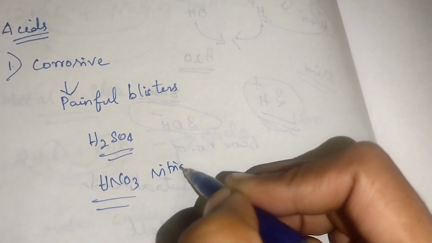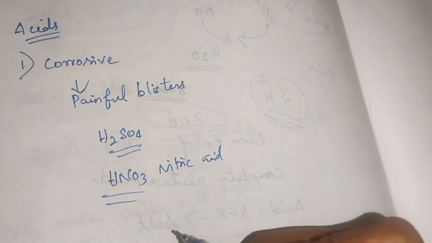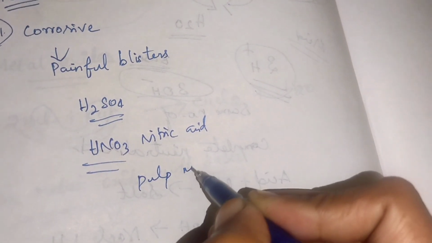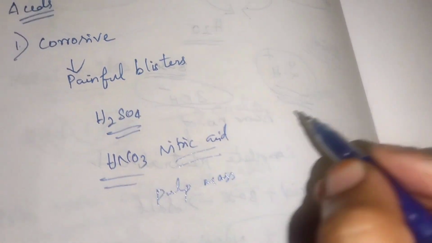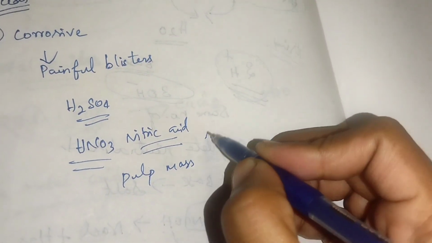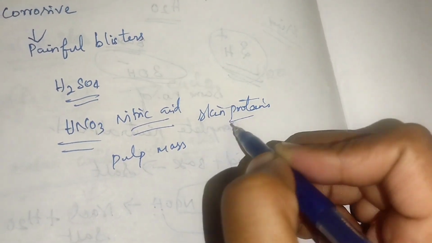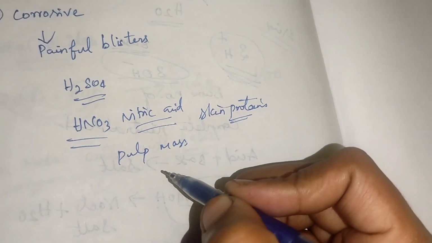Nitric acid reacts with skin proteins to form a pulp like mass. This HNO3, nitric acid, reacts with skin proteins and forms a pulp like mass which is painful.